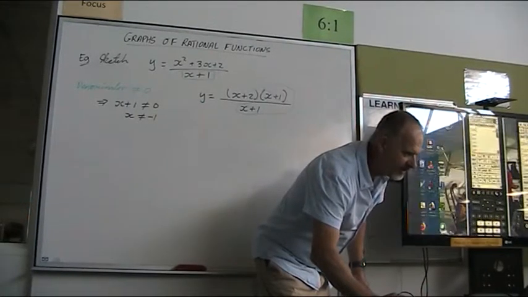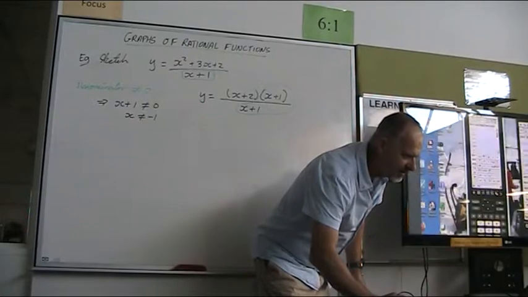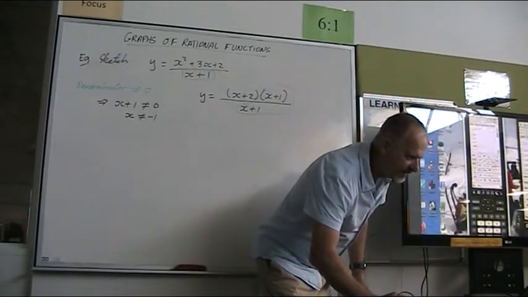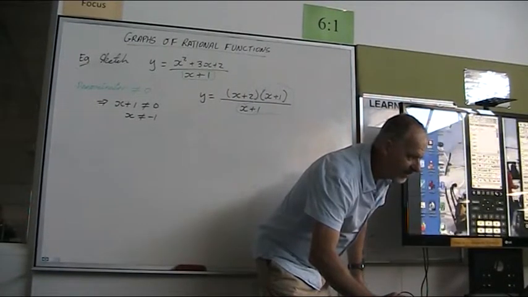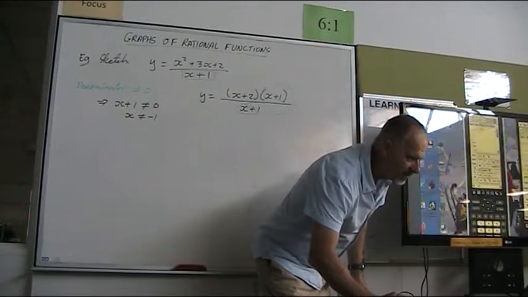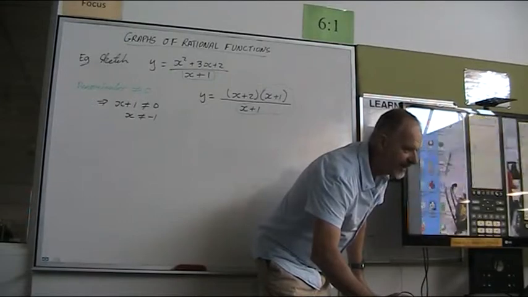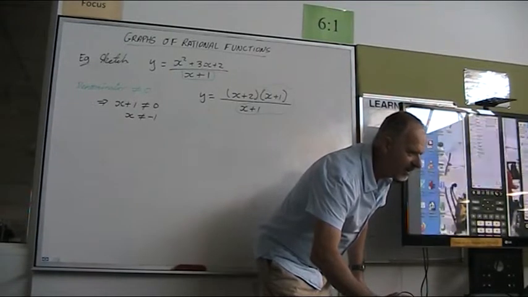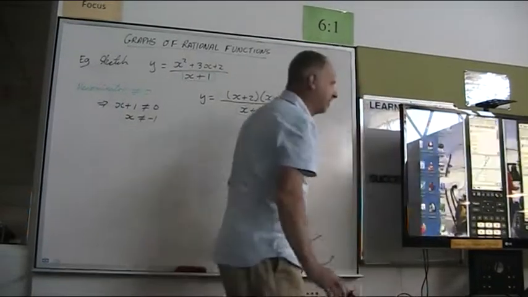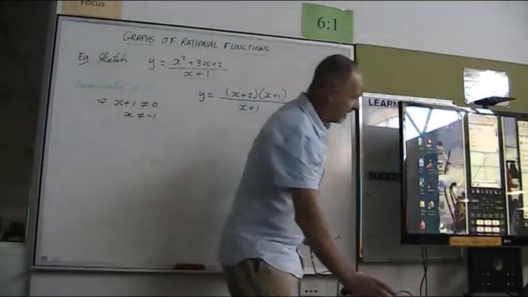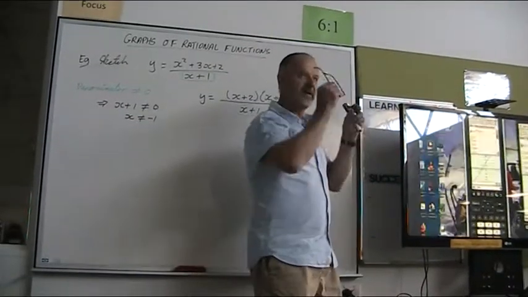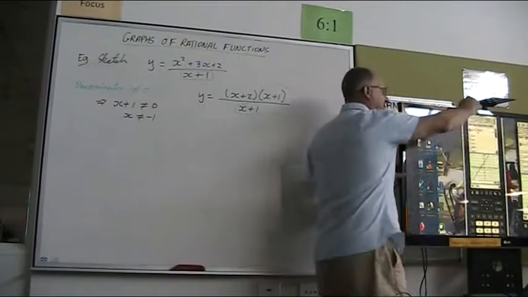Put it on the keyboard. So x squared plus 3x plus 2 over x plus 1. And I'm going to graph that, and I'm going to initialise that zoom. And there's what I get.